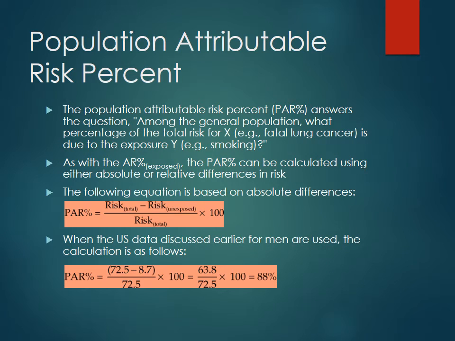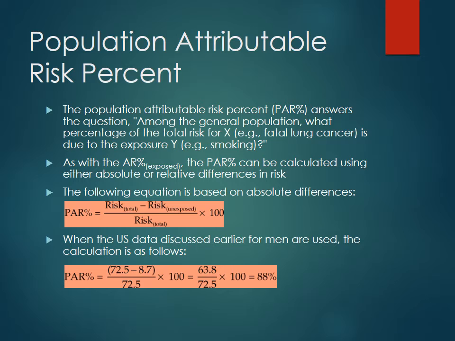So population attributable risk percentage is a little bit different from what we were looking at before. Again, that was just the total population attributable risk. Now we're looking at the percentage of this. This one answers: among the general population, what percentage of the total risk of X, so again, fatal lung cancer, is due to exposure to Y, in this case, smoking. As with the attributable risk percentage in the exposed, the population attributable risk percentage can be calculated using either absolute or relative terms.